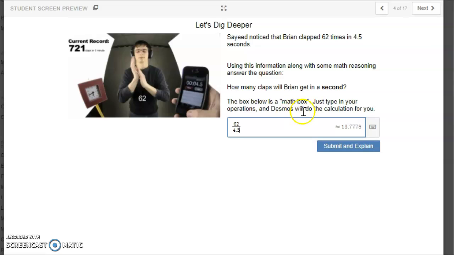And when you do that, the math box will actually calculate for you. And I got 13.7778, which is approximately 13.8. So this means that Brian will clap about 13.8 claps per 1 second.